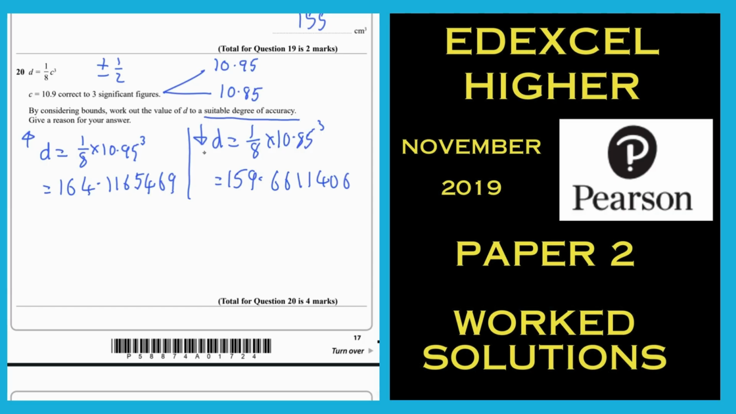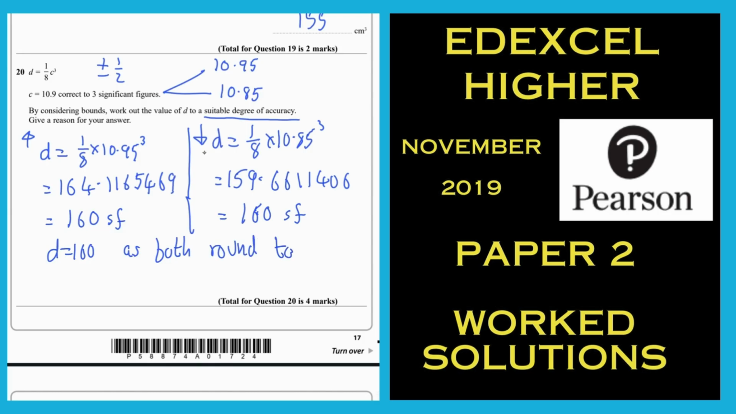off. If we rounded each number off to two significant figures, not three, because at 3, it becomes 164 and 160, not quite the same. But notice they are the same now. It says give a reason for your answer. I would make the statement now, D equals 160 as both round.